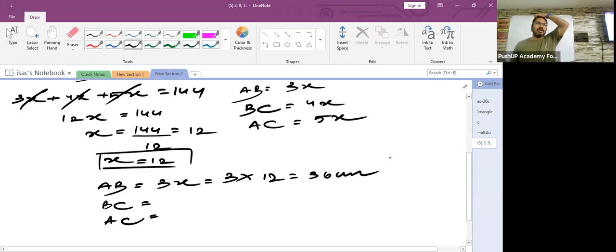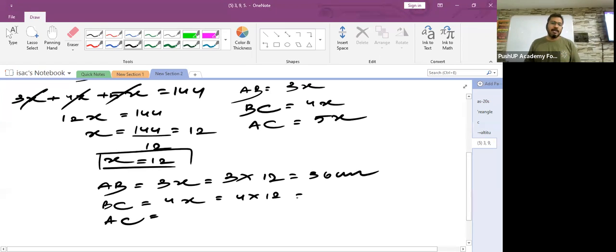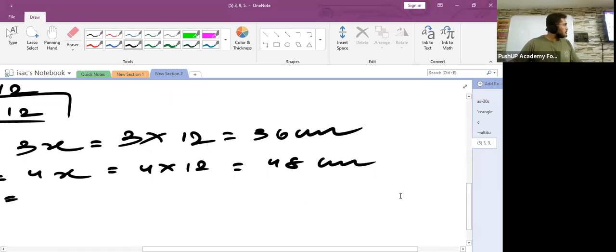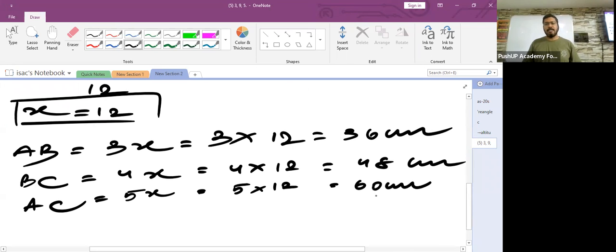36 centimeter. So I was able to find the actual length of side AB, which is 36 centimeter. Now, the length of BC is 4x. So 4 into 12 is equal to 48 centimeters. Okay. Hemant, is it clear? And AC is 5 times x. And what is 5 into 12? It is 60 centimeters. You got all the three sides of the triangle?